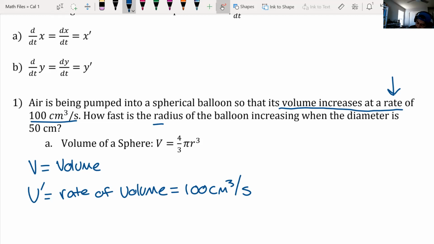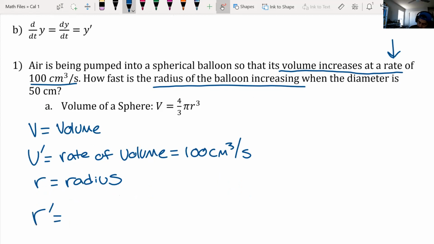So how fast is the radius of the balloon increasing? Are we looking for R or are we looking for the derivative of R? Derivative of R. Good. So this means we're looking for R prime, the rate that the radius is increasing. I'll just keep it shorthand, the rate of the radius. Okay, so this is something that we're looking for, so we don't know. But if they're giving us that the diameter is 50 centimeters, then what is the length of the radius? 25 centimeters.